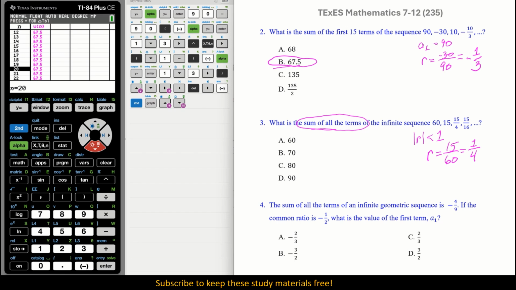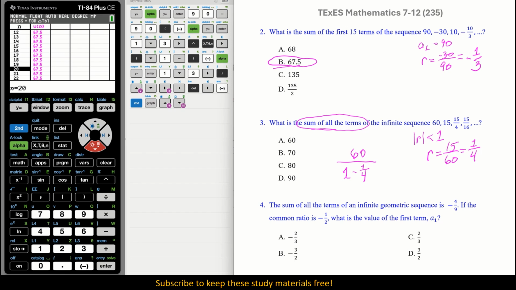And the absolute value of that, regardless, is less than 1. Okay. Now, we are going to use a different equation for this because it says all. We check that our R is within the parameters that we need, and we want the sum of everything. Okay. So what do we need to do? We need to put in our calculator. We can just solve that quickly. We need a sub 1, which is our 60, and then 1 minus 1/4. And that should get it.